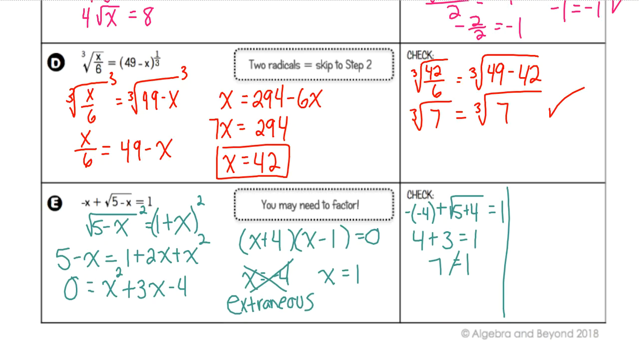Okay. Now, let's check the other one, see if 1 works or if I have 2 extraneous solutions. So 1 plus the square root of 5 minus 1 equals 1. So here I have 1 plus the square root of 4, which is 2, equals 1. So that would give me 1 equals 1. That does work. So that means that x equals 1 is a solution. Negative 4 is an extraneous solution.